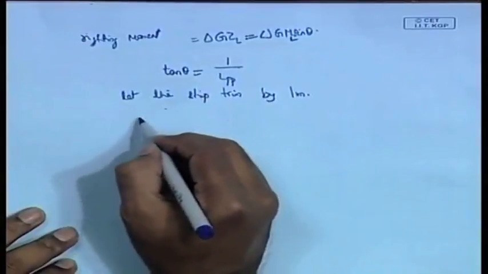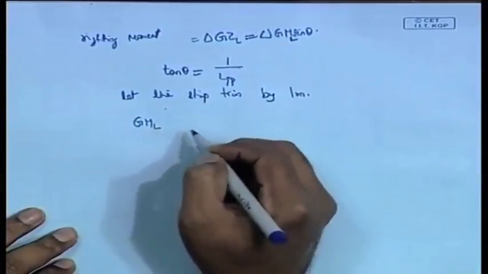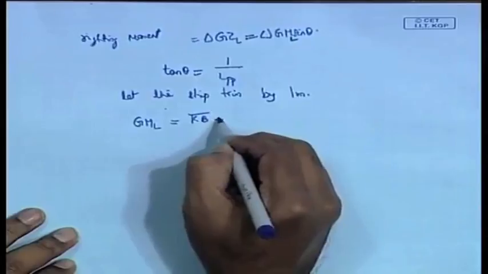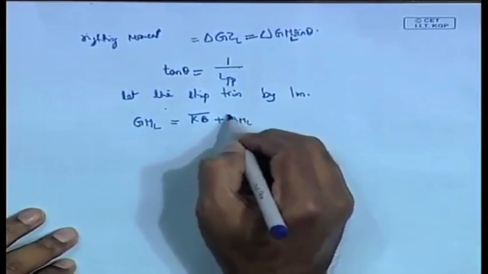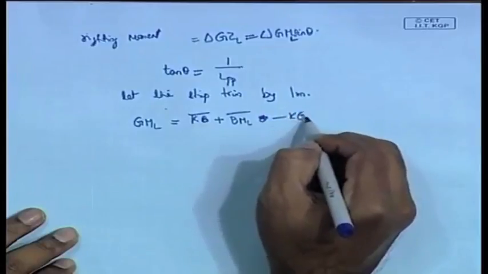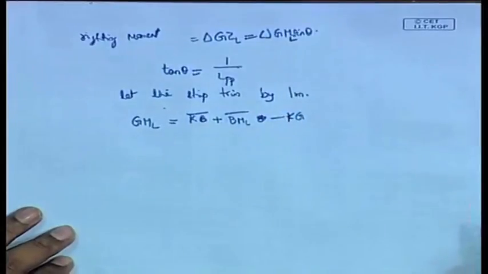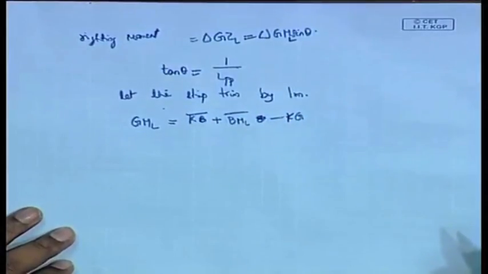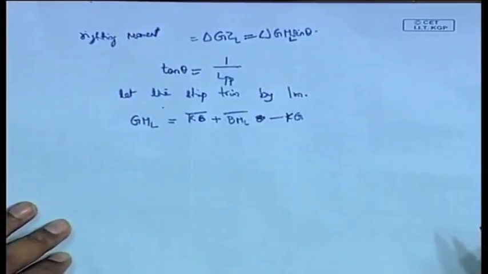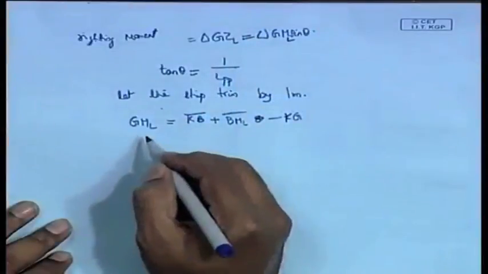So, 1 divided by LPP will give you the tan theta. So, tan theta is equal to 1 by LPP, and the same principle holds good for GML, that is equal to KB plus BML minus KG. So, this formula holds good even for the longitudinal metacentric radius and height, and this is the expression for GML here.